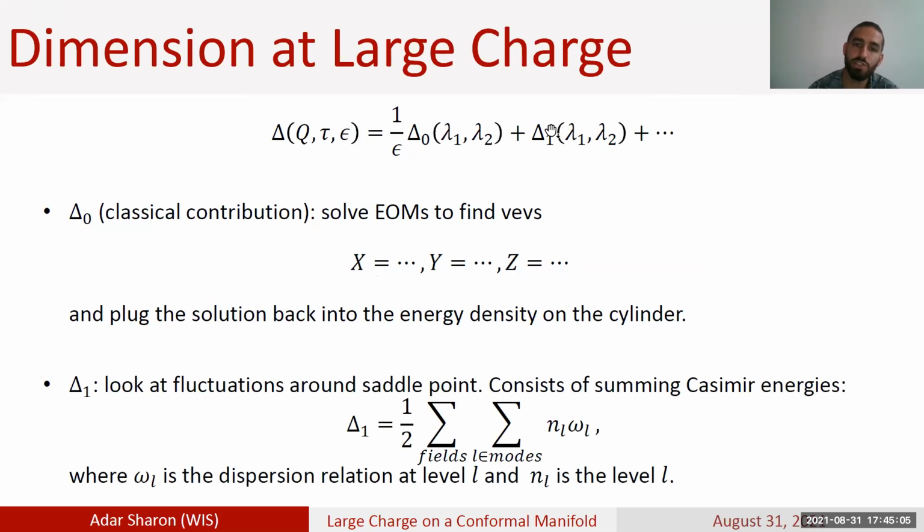To get the subleading term in epsilon, the delta 1, we need to look at fluctuations around the saddle. Like Mark reviewed in the previous talk, what this means is just summing over Casimir energies of the different modes of the fields in your theory. So in the O(2) model, there were only scalars, but in this example, we're also going to have fermions. So you sum over all of these modes, and this is going to give you this one loop correction to the classical result for the dimension.